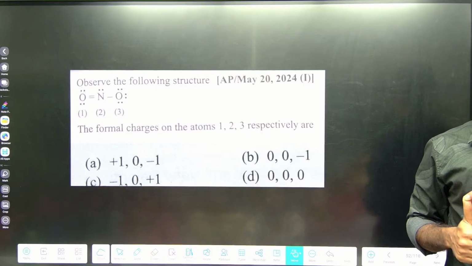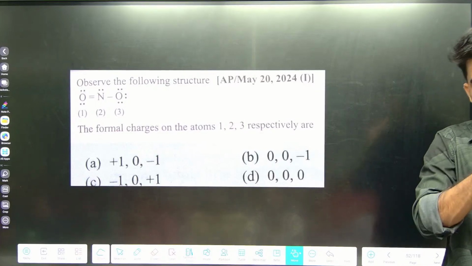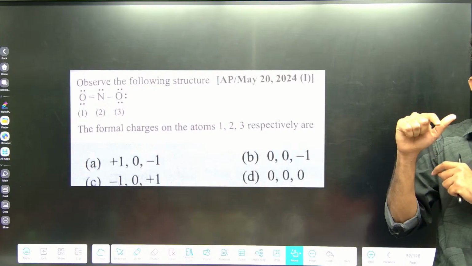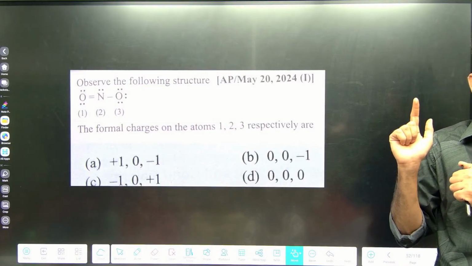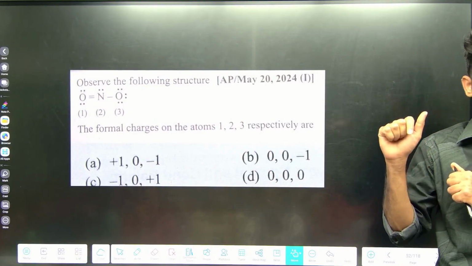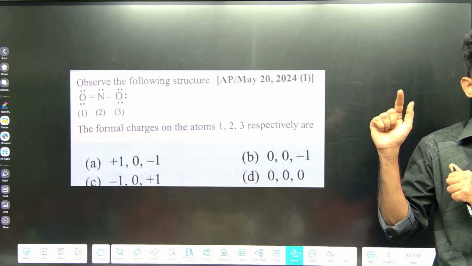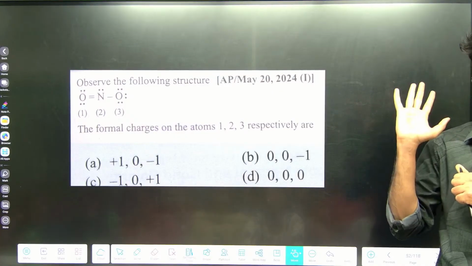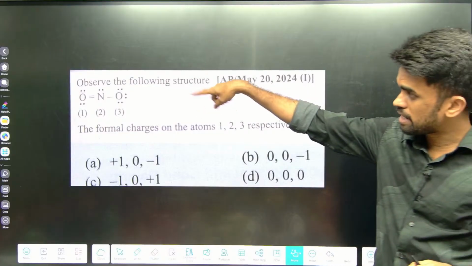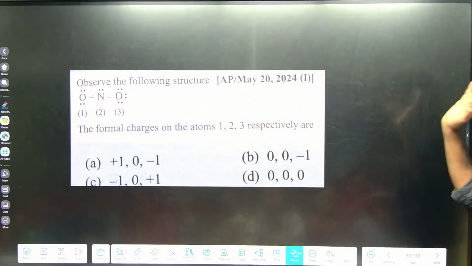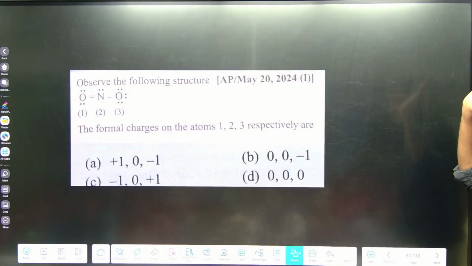So formal charge is the number of valence electrons minus the number of non-bonding electrons plus half into the number of bonding electrons. That's it. You can try this. Already we did. You will get one answer in this. So what is your answer? Tell me. 0, 0, minus 1.